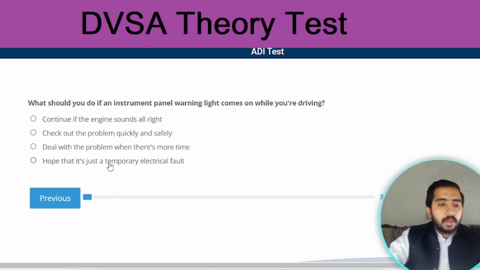Next question. What should you do if an instrument panel warning light comes on while you are driving? While you are driving, if the instrument panel gives you a warning light, in this case the correct option is check out the problem quickly and safely.